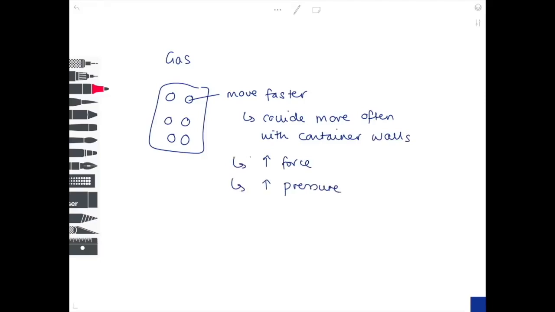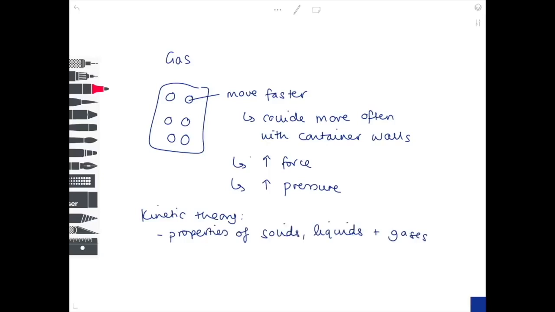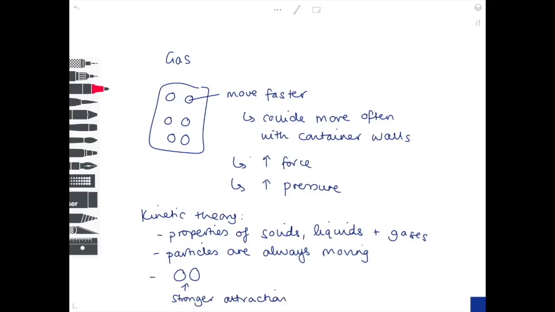I keep mentioning kinetic theory, but what actually is it? First of all, it's a theory used to explain the properties of solids, liquids, and gases. Now, crucially, these particles are always moving, and they attract each other, and if they're closer together, then you have a stronger attraction. If the particles are further apart, then you have a weaker attraction.